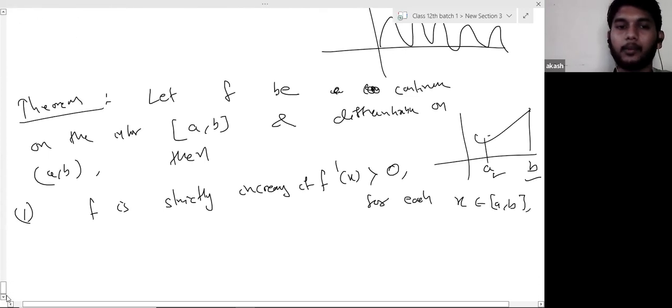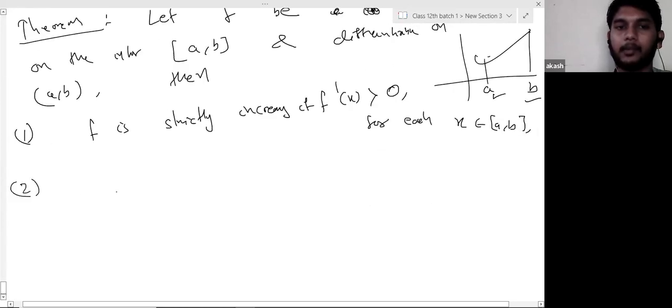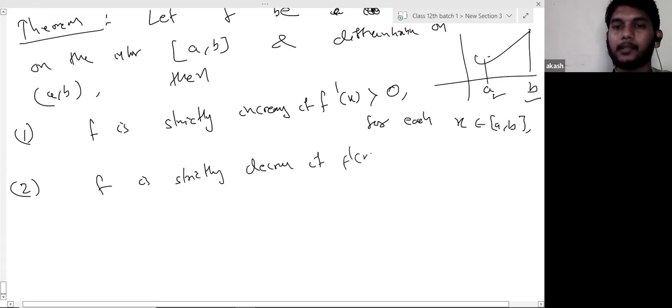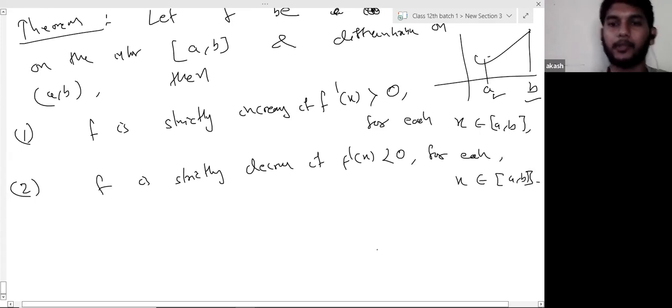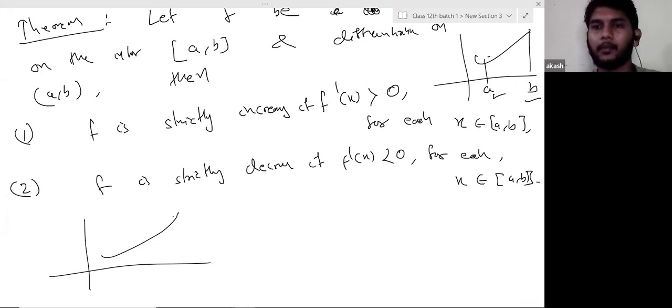I'll explain. Don't try to write this down now, just understand, then I'll give you time to write. Second, they are saying f is strictly decreasing if f dash x is less than 0 for each x belongs to a comma b. Let's understand these 2 points. This is your increasing function. How many of you know what a tangent is? What is the tangent of a function or any graph?